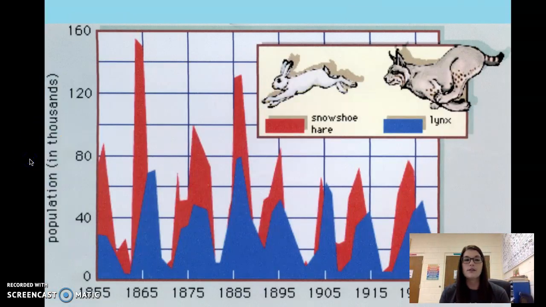All right, so here is a predator-prey relationship graph with the snowshoe hare and a lynx. A lynx is kind of like a bobcat type animal, a wild cat. Snowshoe hare is like a big bunny. So take a look at the graph. What is in red is the snowshoe hare, and what is in blue is the lynx. Kind of see how those relationships go up and down.